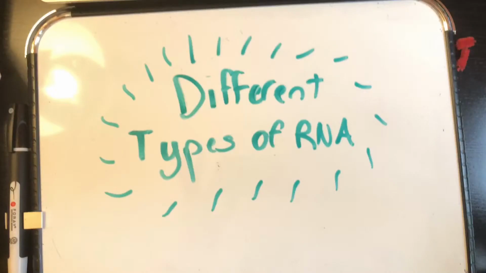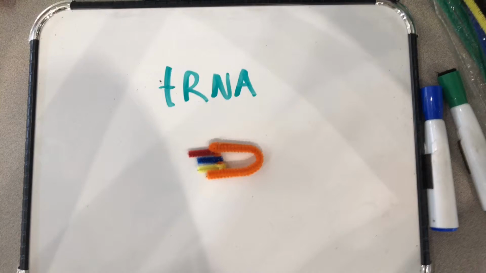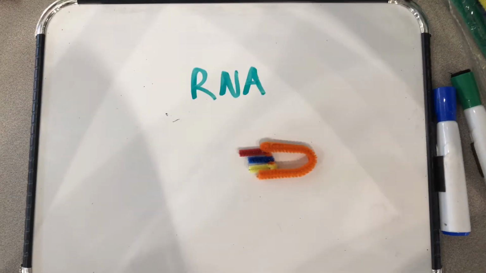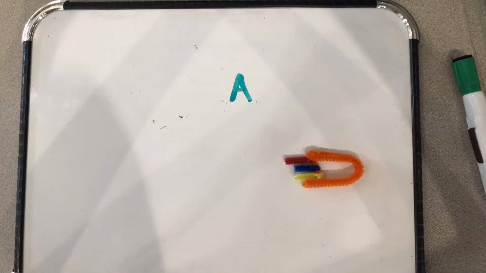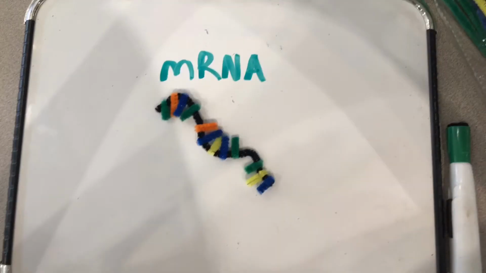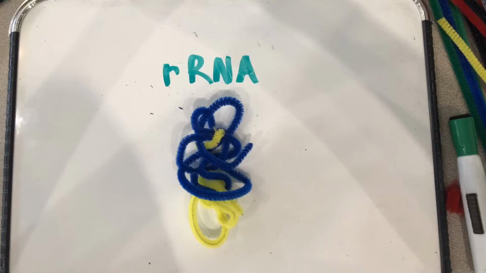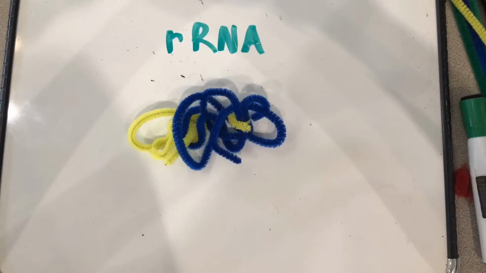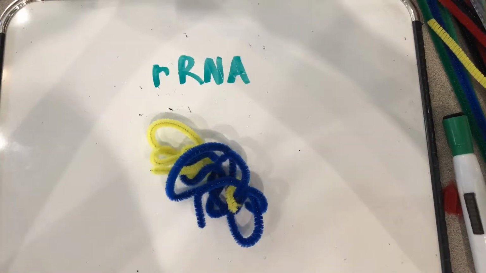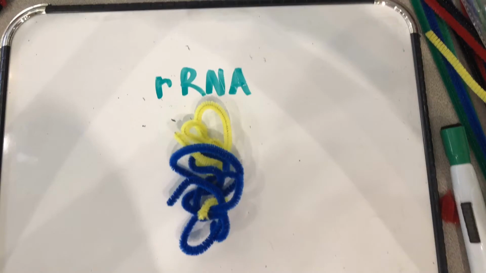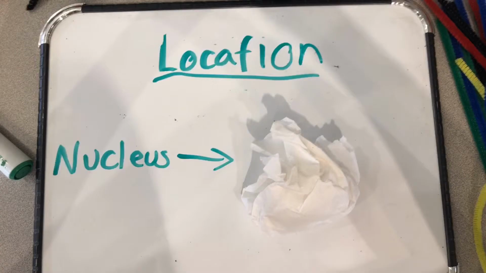Different types of RNA. There is tRNA, which is transfer RNA and carries amino acids to ribosomes. There's mRNA, which is messenger RNA and tells the ribosomes what to make. There's rRNA, which is ribosomal and helps the mRNA bind and can also act as an enzyme to speed up reactions. So basically all of this happens in the nucleus.